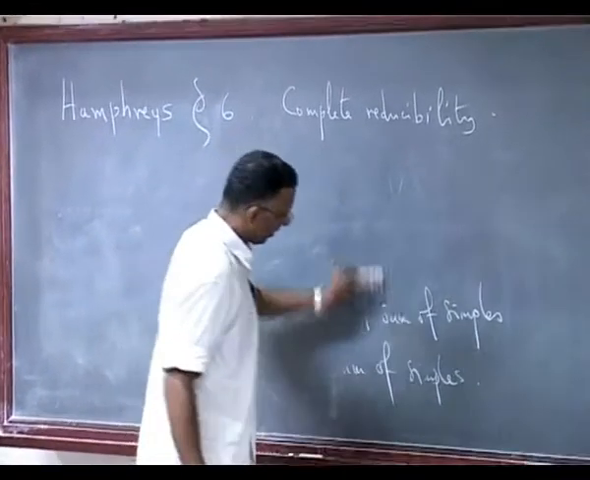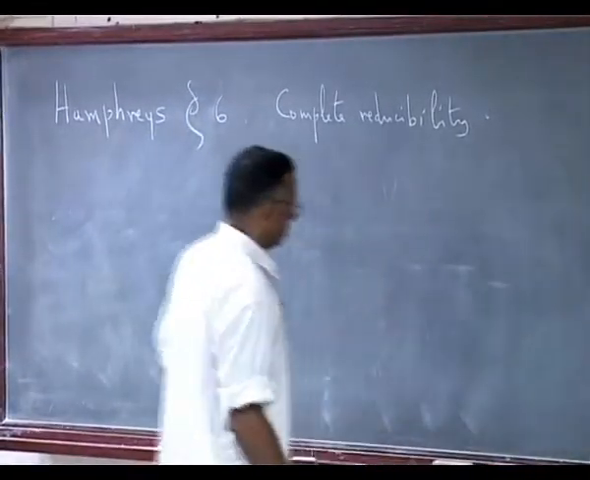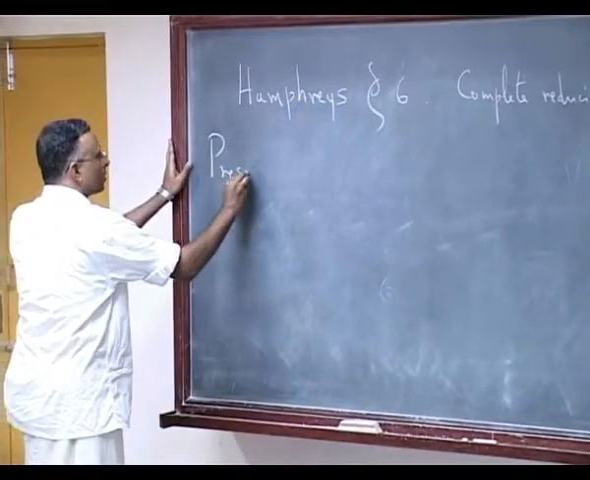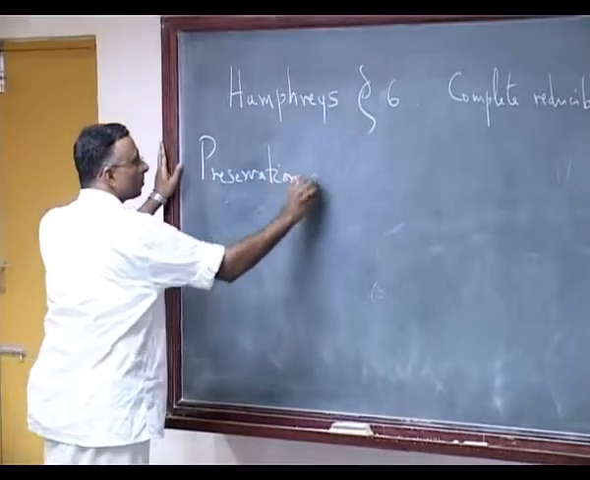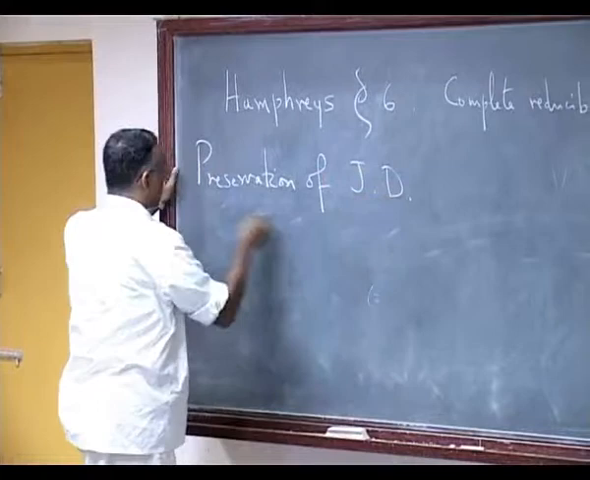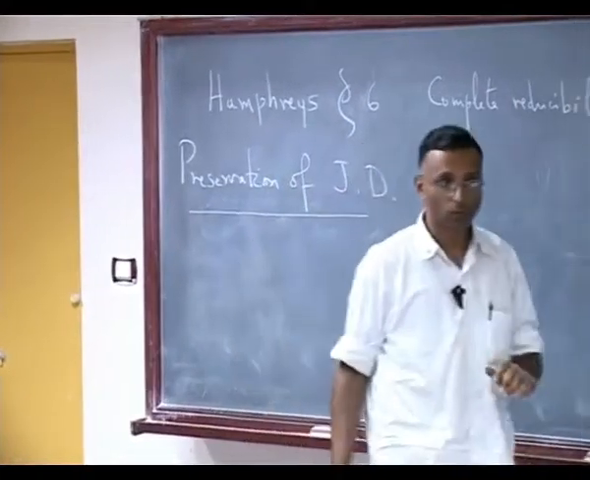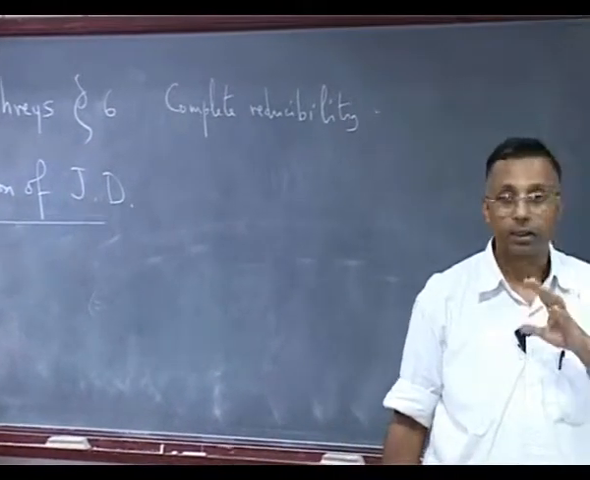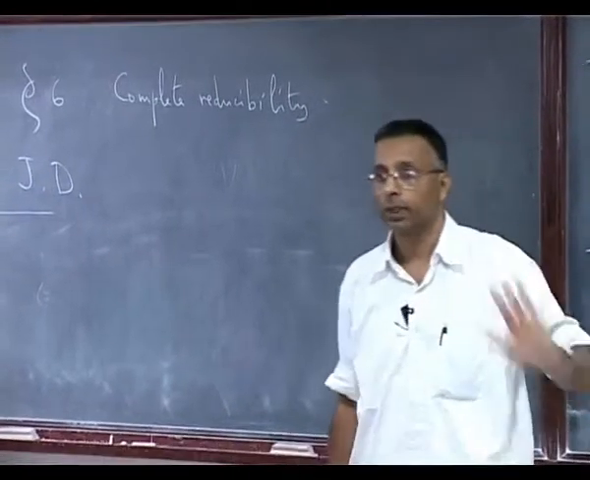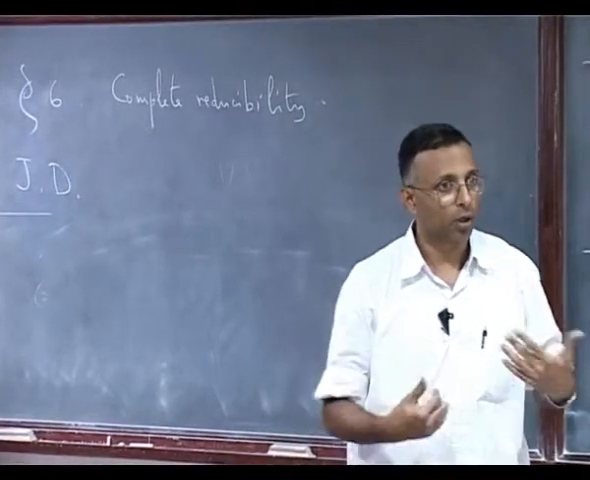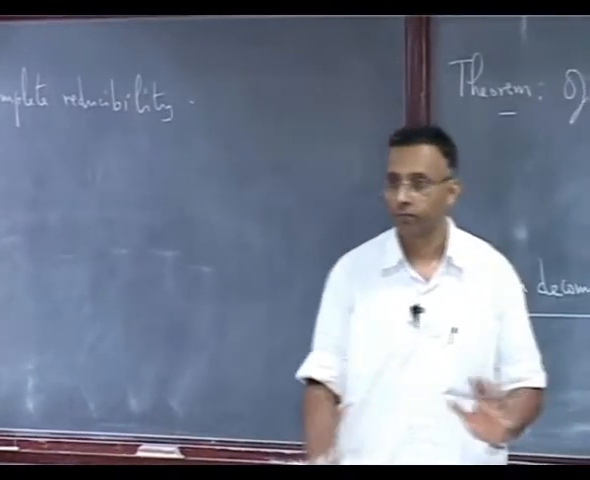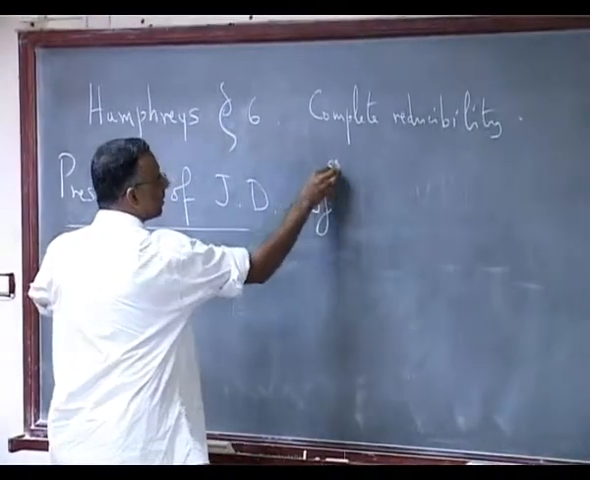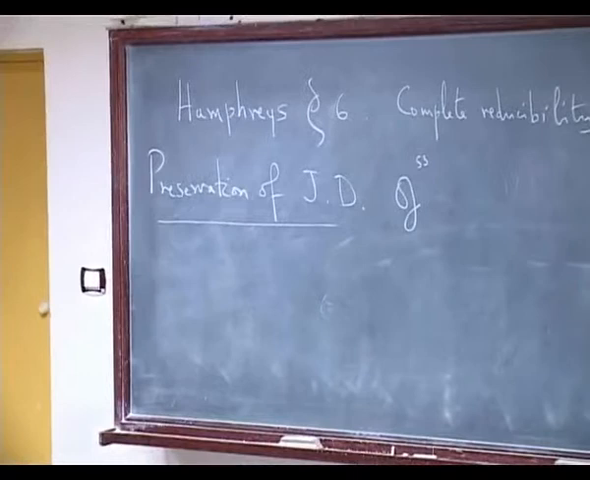Now, as an application of complete reducibility, the following theorem is deduced in the book. It's called the preservation of Jordan decomposition. It's a very important theorem. It means a lot. So what it says is the following. Take G semi-simple.